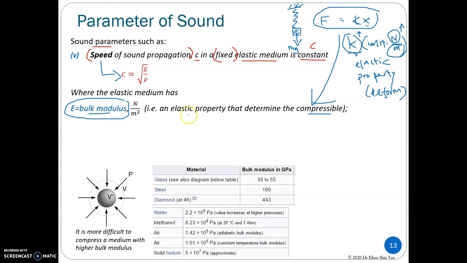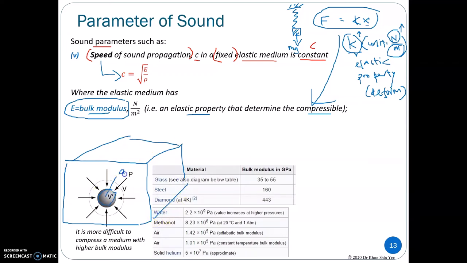Similarly, bulk modulus is an elastic property that determines the compressibility. For example, in this case, the room is filled with air particles. So air here is the elastic medium for the sound. The original size of the air particle is this. The bulk modulus for the air particle tells how much force is needed in order to compress the size into this, for 1 meter square size reduction.